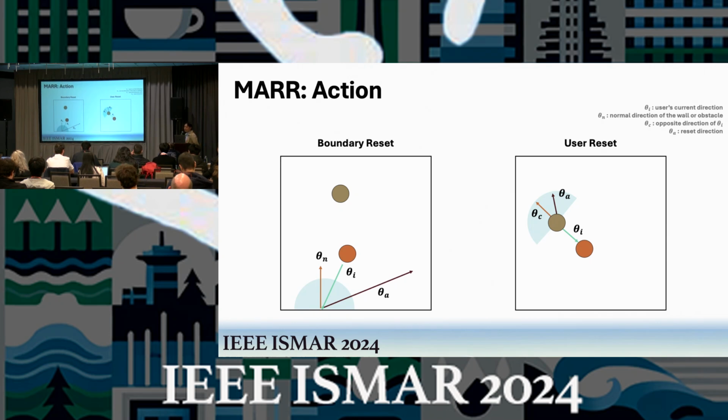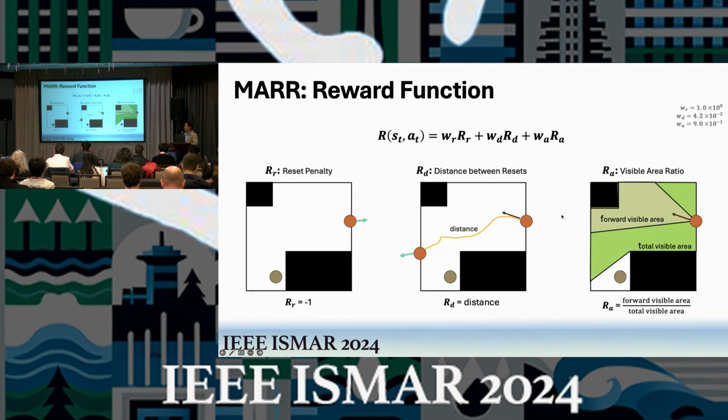Depending on the state, we have to design the appropriate action. The action is to choose one of the resettable regions, like this half circle, and they can choose each state of action. They can choose the reset direction, where to go. And finally, to train our model appropriately for the purpose of our research, we have to formulate the reward function.